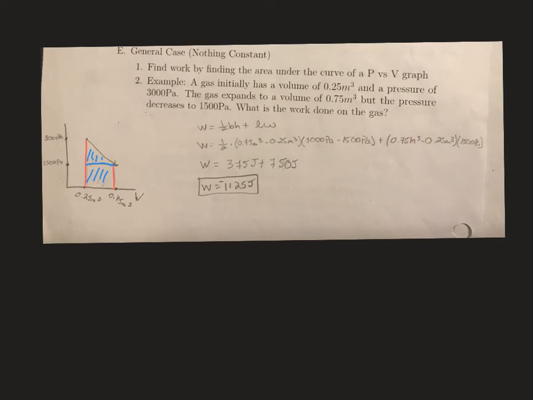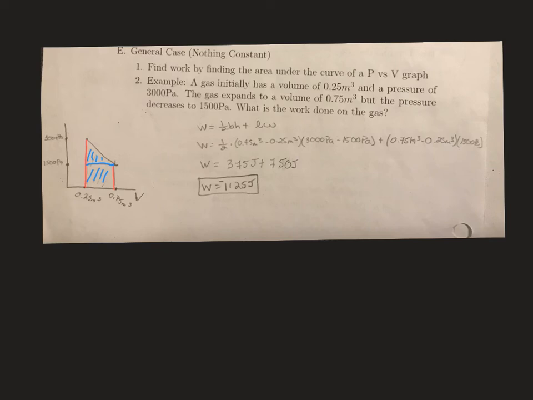Now I can do the rectangle. One dimension is defined once again by a volume, and I'm doing the subtraction so it's positive. Now the other side is a little bit tricky because you're going from the 1500 pascals down to the x-axis where the pressure equals 0. So it would be 1500 pascals minus 0.